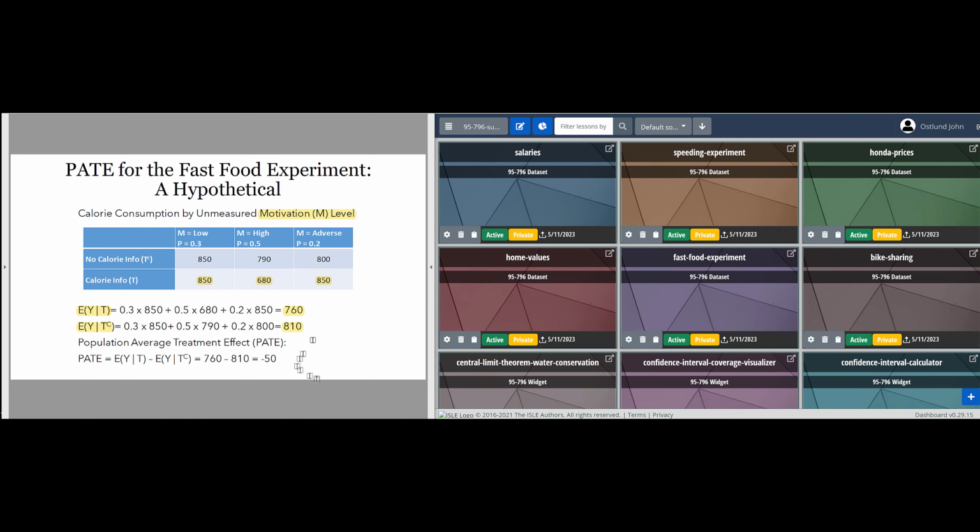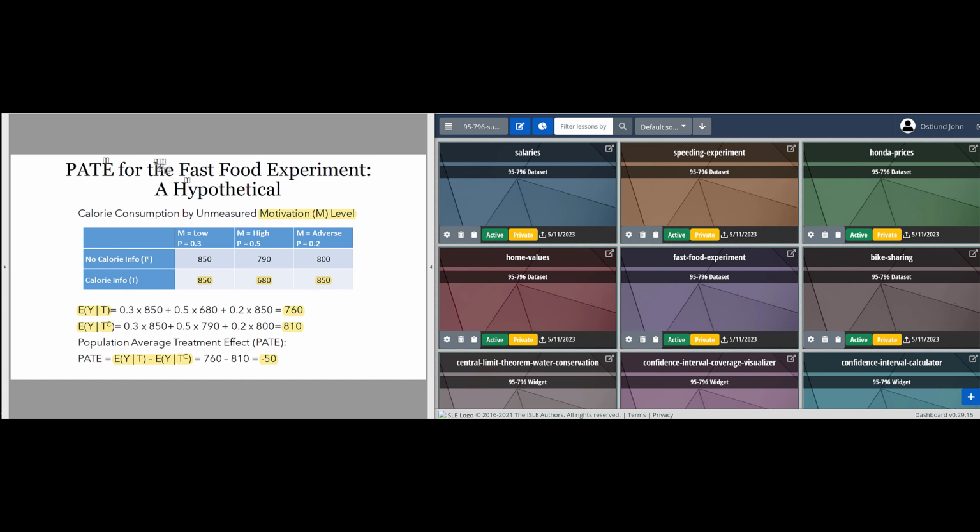And so by our definition of the population average treatment effect, we can compute the expected value of consumption given treatment minus the expected value of consumption not given treatment is minus 50. Is a negative number bad? No. In this case, we are hoping that our treatment is going to cause people to eat fewer calories. And so this is a piece of information that they did eat fewer calories.